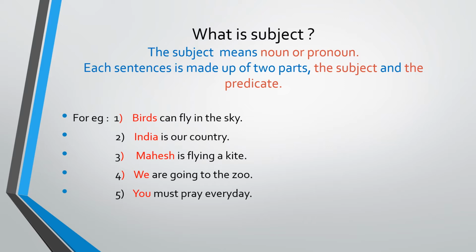So see the examples. Birds can fly in the sky. Birds are the subject. India is our country. India is the subject in this sentence. Mahesh is flying a kite. Mahesh is a subject. We are going to the zoo. We is the subject. You must pray every day. You is a subject. So we and you are pronoun subjects. And birds, India, Mahesh, all these are names: bird's name, country name, boy name. So these are the subjects.